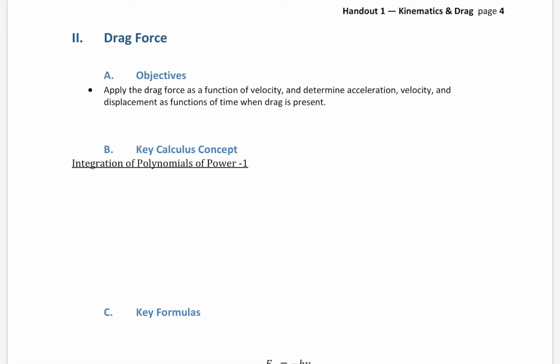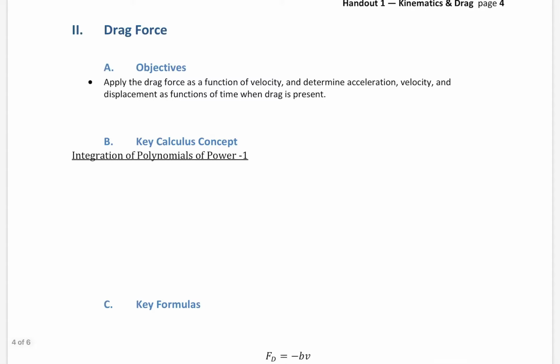Okay, because it turns out that Newton's second law dealing with the drag force, and the way that the drag force relates to velocity, ends up leading to natural logarithms, which means it also leads to exponentials. Okay, but let's show why, because it just happens completely naturally. But first of all, we want to make sure we know about how to integrate polynomials of power -1.